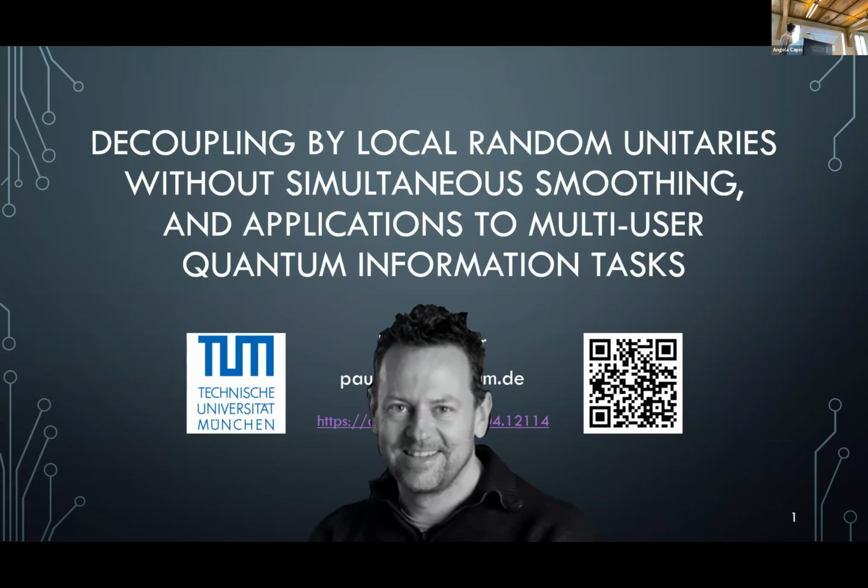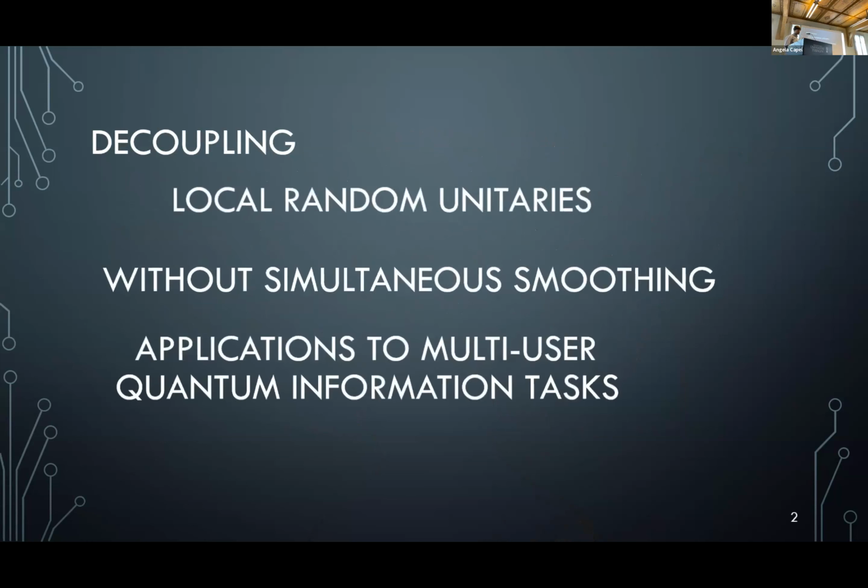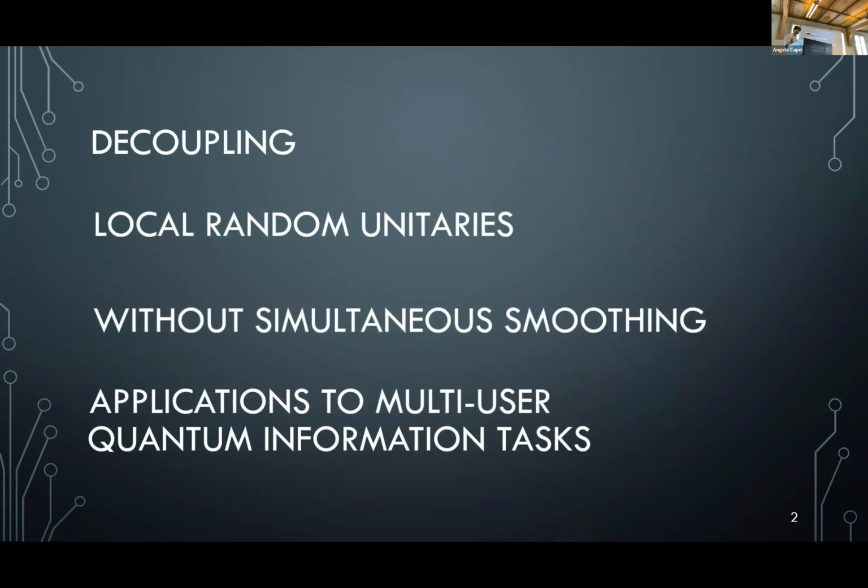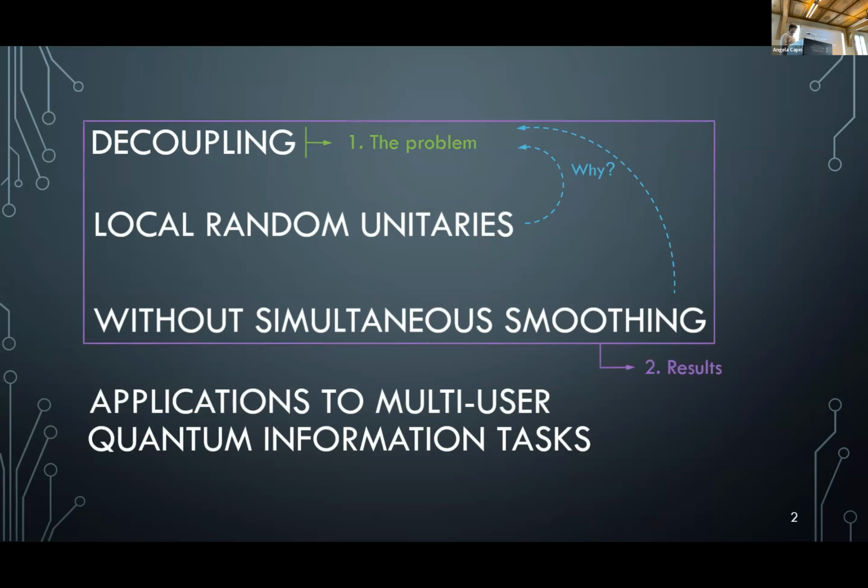Okay, so let's start by breaking down this monstrous title into different bits so that we can understand the outline of this presentation. I will start by talking about the problem at hand, and I will explain why we want to treat it with random unitaries and without simultaneous smoothing. Then I will present the results, and finally some examples of applications to multi-user information.